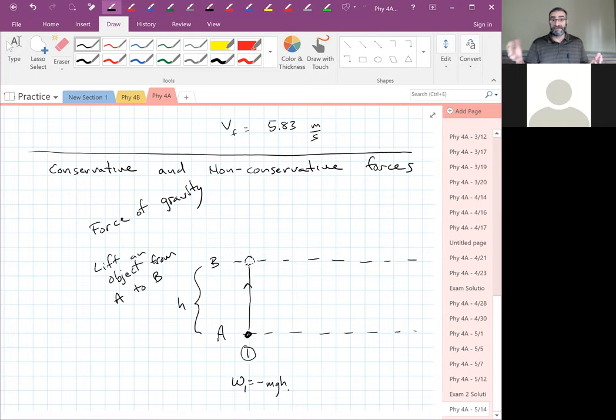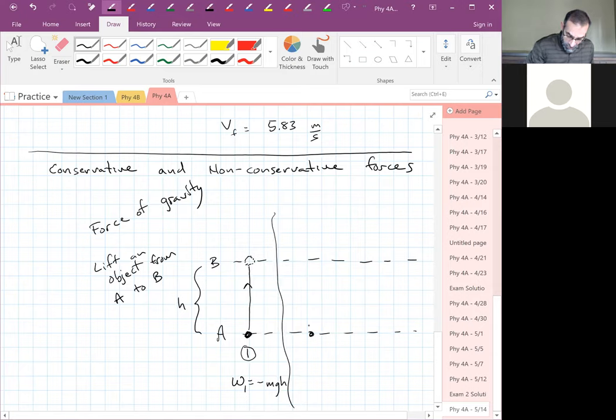Now let's take a different path. Let's overshoot. Let's go up higher and then come back down to B. So we're gonna do this one. We're gonna start here and we're gonna come up and then back down. We're gonna end right there. And we'll call this distance here, we'll call that y.